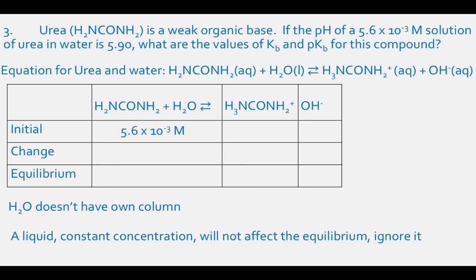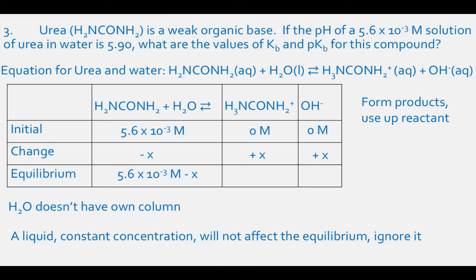It is 5.6 times 10 to the negative 3 molar. We can assume that the initial concentrations of the products are 0 molar. Since the initial concentrations of the products are 0, we are forming them and using up some of the reactants. Therefore, our change is minus X and plus X respectively. Add the initial and change rows to get the equilibrium row. For urea, it is 5.6 times 10 to the negative 3 minus X, and for both products, it is X.